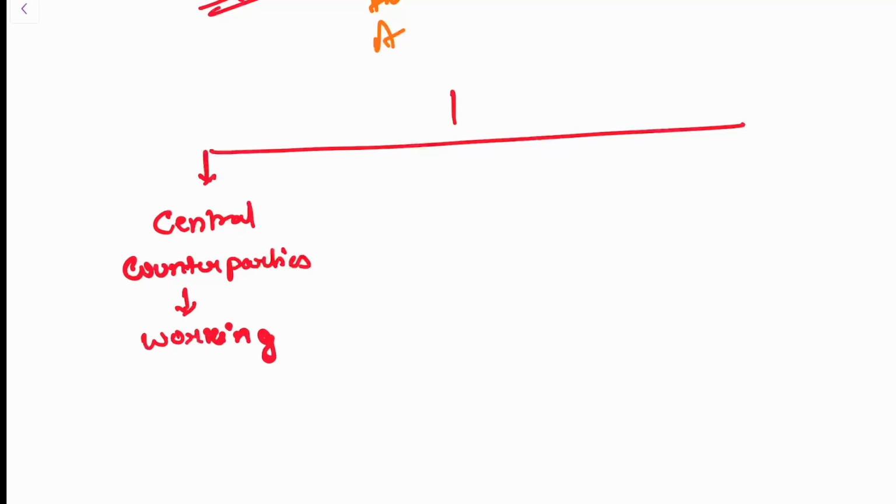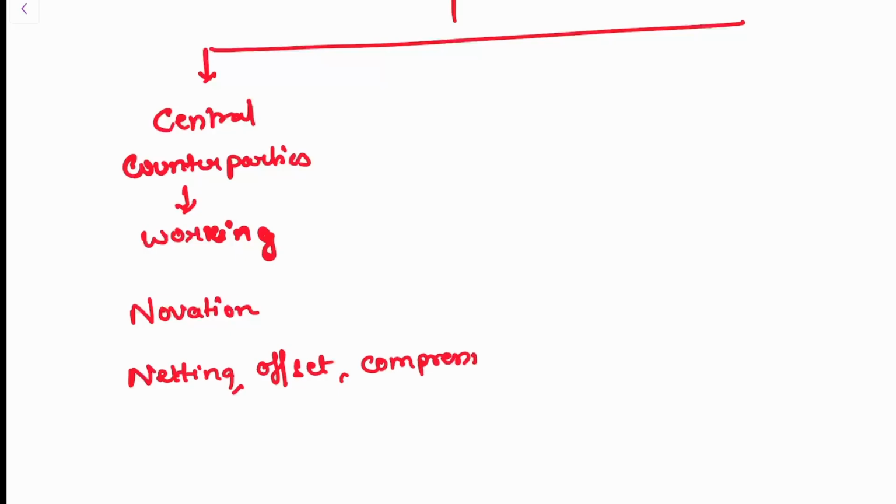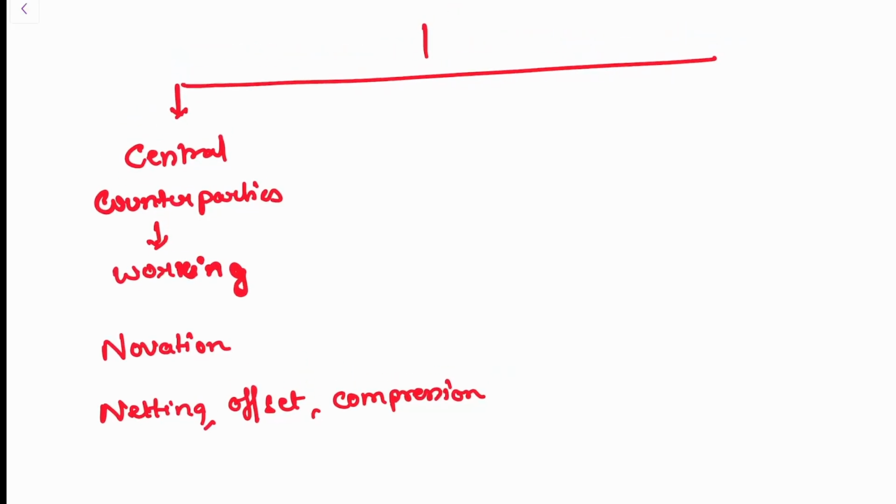Second thing which we will study over here, first of all its working. Now apart from the working, we will study novation. Clear? Then we will study netting, offset, compression. Clear? These are the three things we will study in the first section. Clear? Then we will go to the second section, which is about risk management.